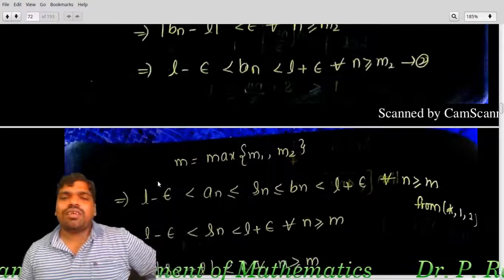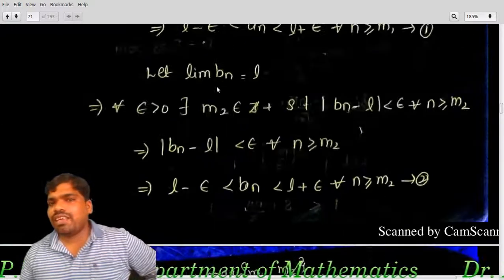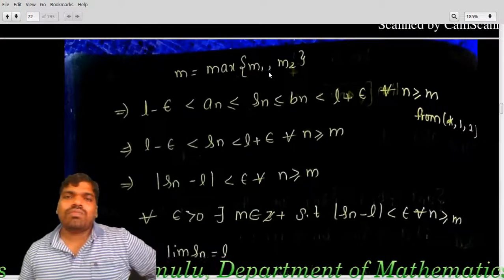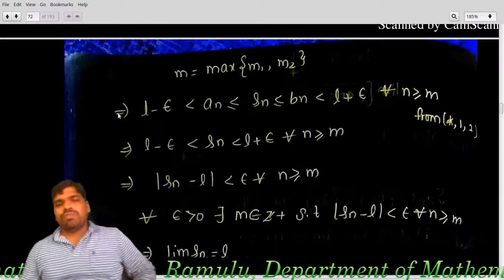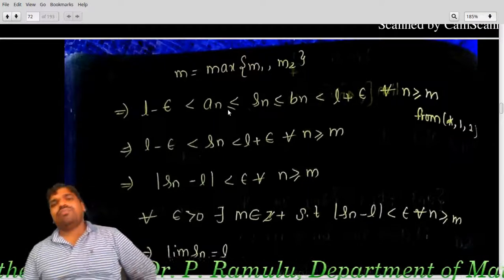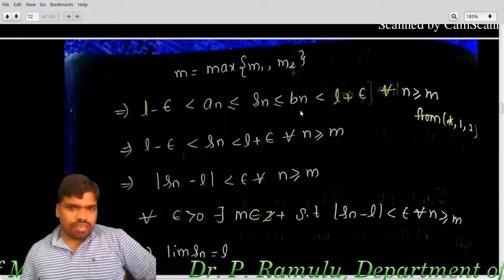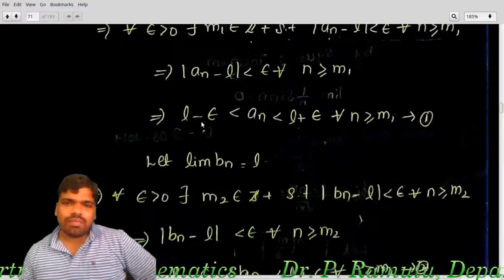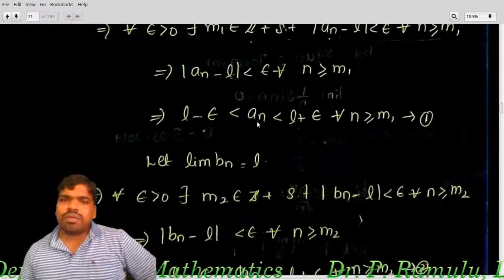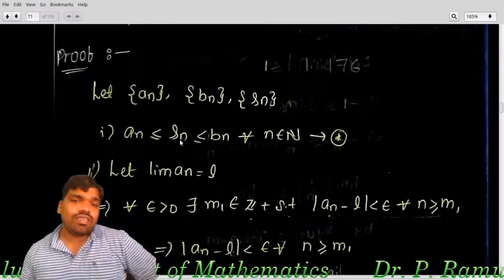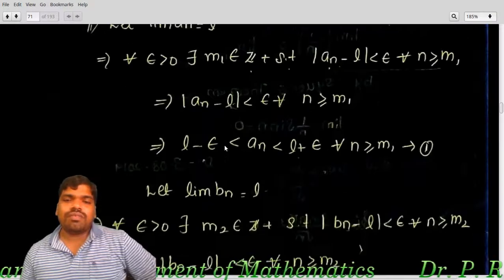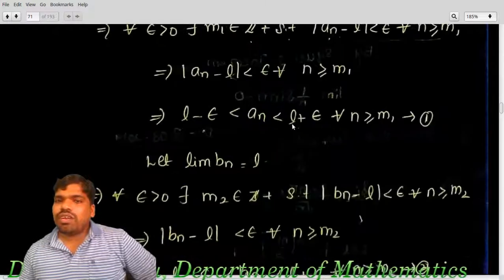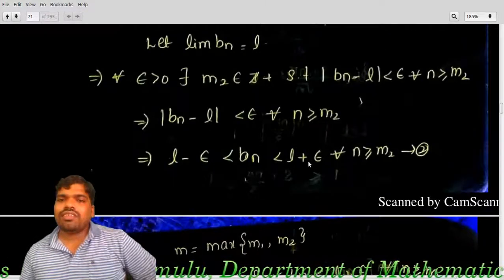So which implies what happens? L minus epsilon, if k is there, sometimes we will take here for n equal to k, we can write maximum of m1, m2 and k. So which implies what happens? L minus epsilon is less than an, is less than sn, is less than bn, less than l plus epsilon. So from 1 you can observe here L minus epsilon is less than an. From the given condition, what we know that an is less than or equal to sn, less than or equal to bn. So L minus epsilon is less than sn less than bn. Already from 2, what we know that bn is less than l plus epsilon.